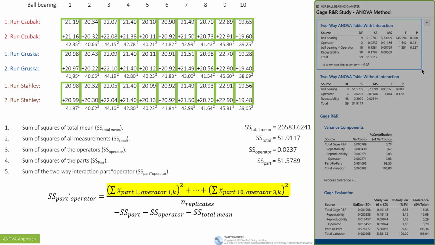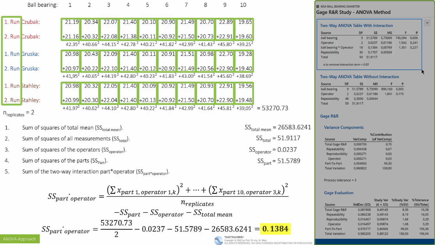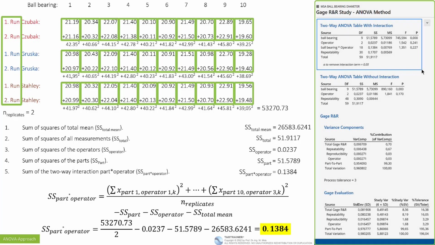Then, these 30 summed up and squared results are added together, and the result is divided by the number of replicates. From this quotient, the following must then be subtracted: the sum of squares per part, the sum of squares over all operators, as well as the sum of squares of the total mean, which gives a sum of squares of the part operator interaction of 0.1384. We find this value in our output window at this point.